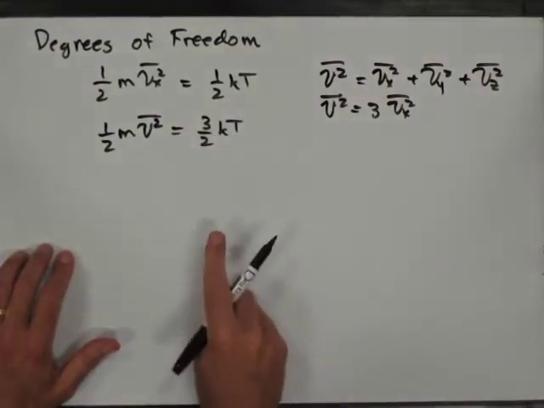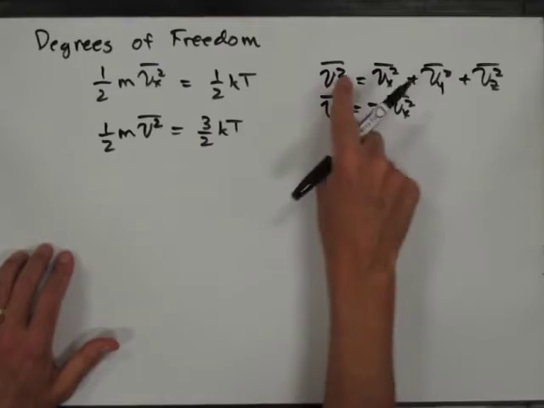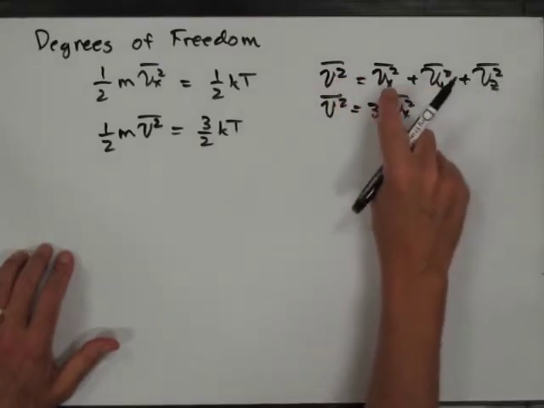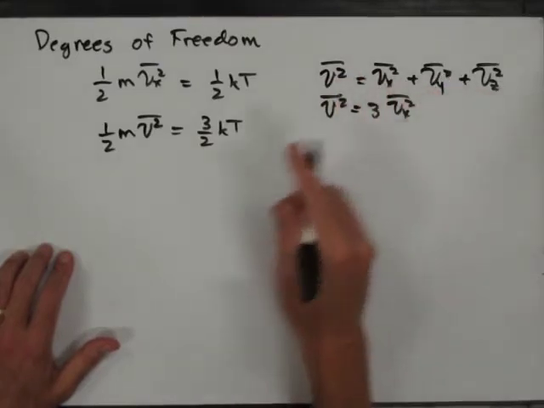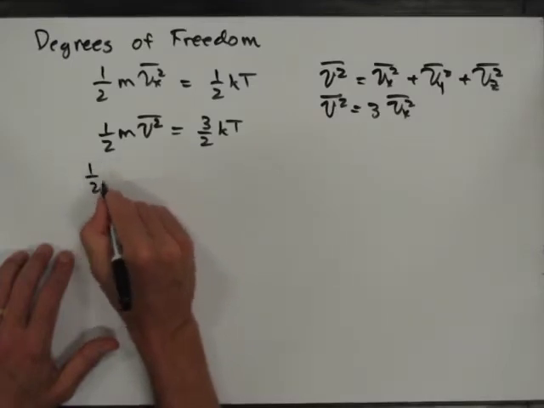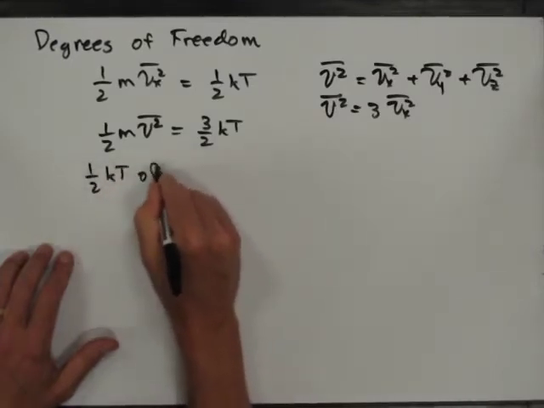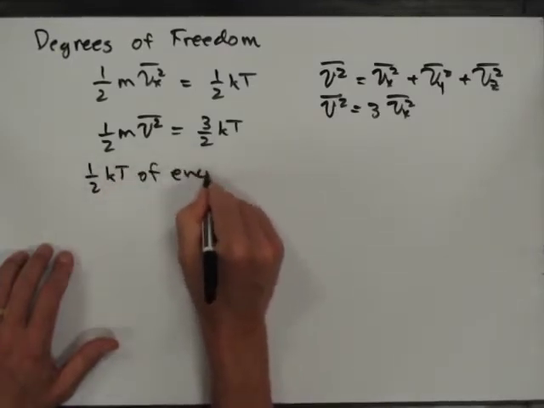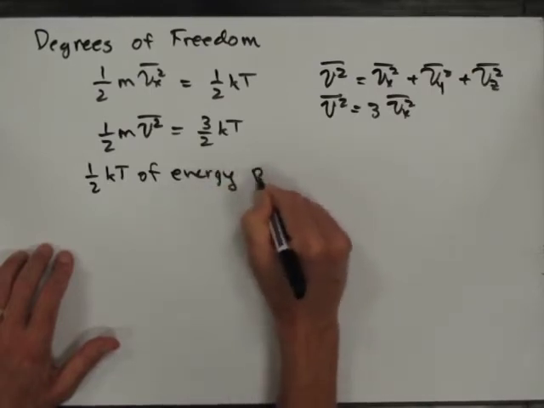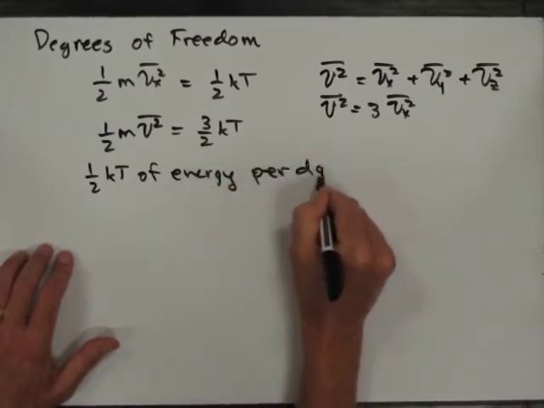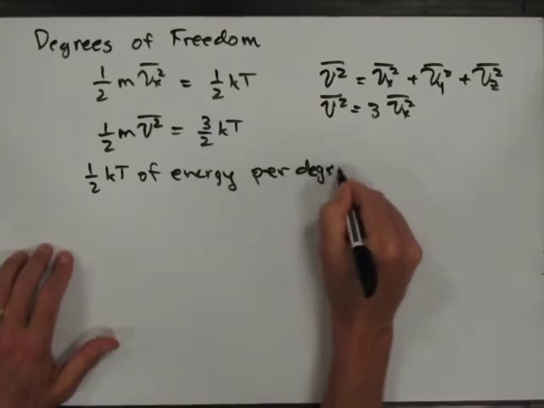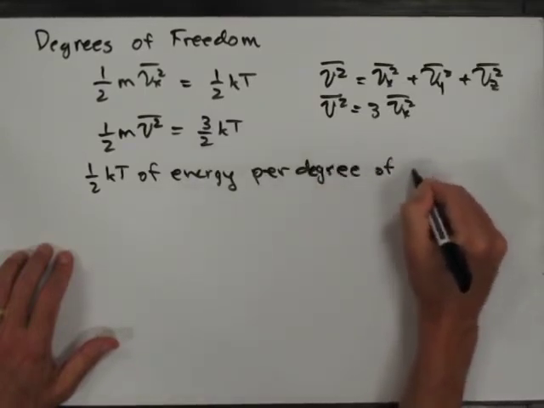So really what we're saying is there's a 1/2 kT for each degree of freedom. It can move in the x direction, in the y direction, and the z direction. And so we say 1/2 kT of energy per degree of freedom.